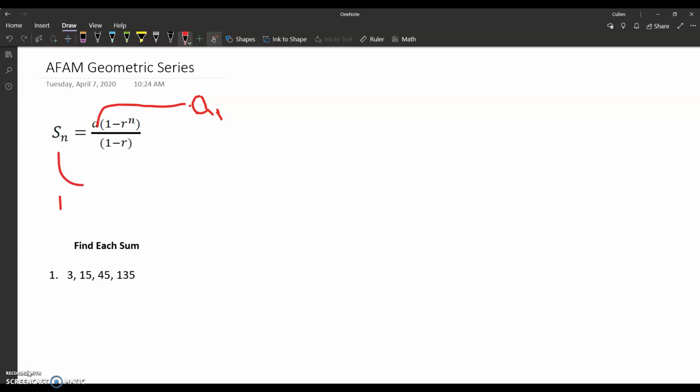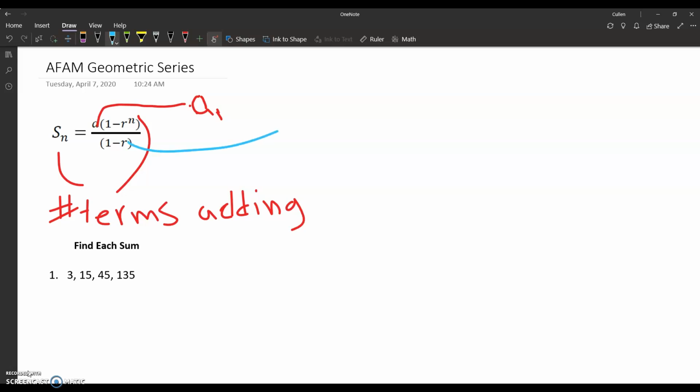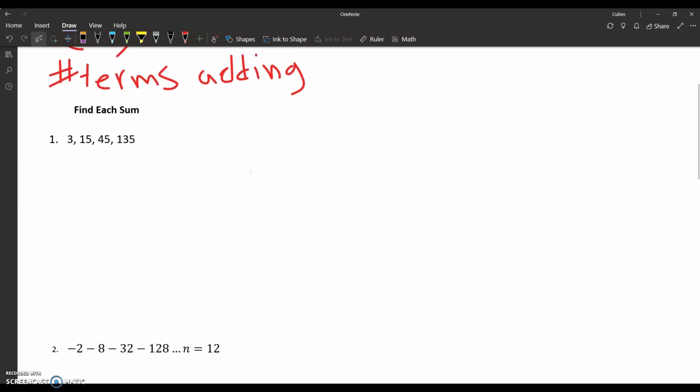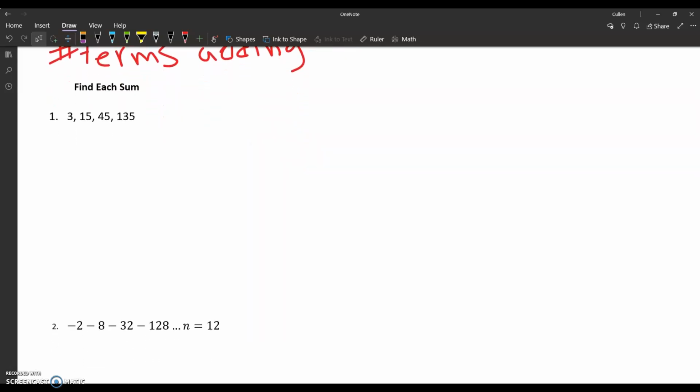Sn is the number. S means the sum, and N is the number of terms that you were going to add together. So this is the number of terms you're adding. And that's also N right there. A1 in your formula is the first term, and R is the common ratio. Just a quick reminder about some of the terminology for geometric sequences that maybe you guys haven't seen in a couple of days. Okay, so let's start with the first one.